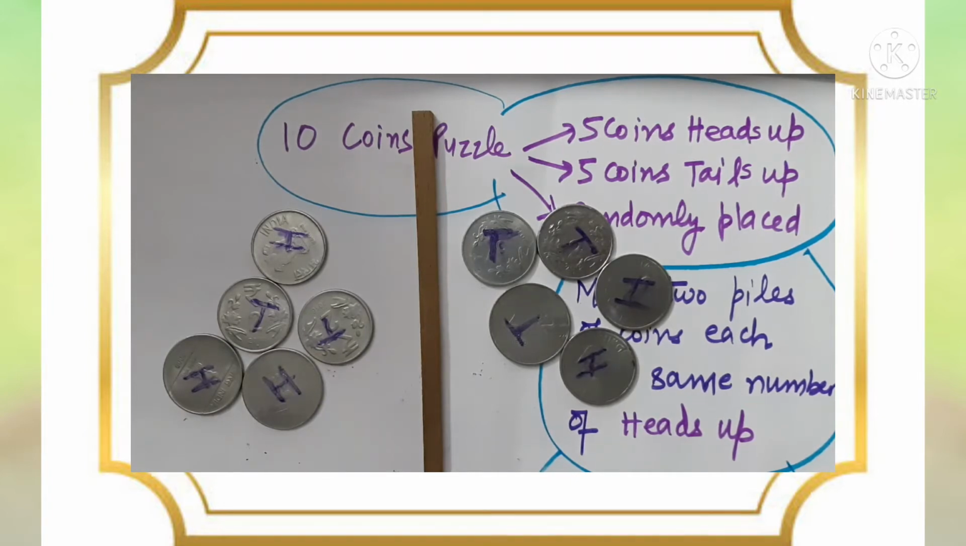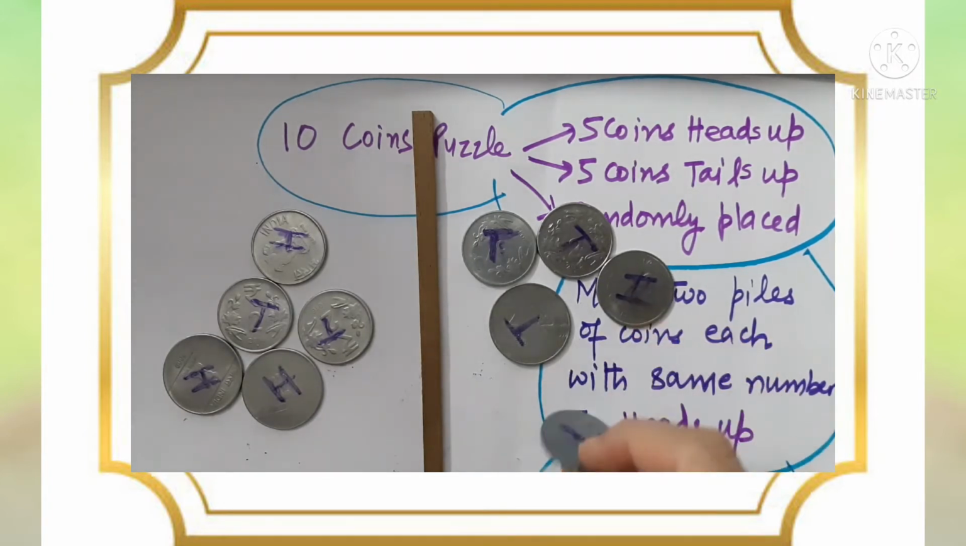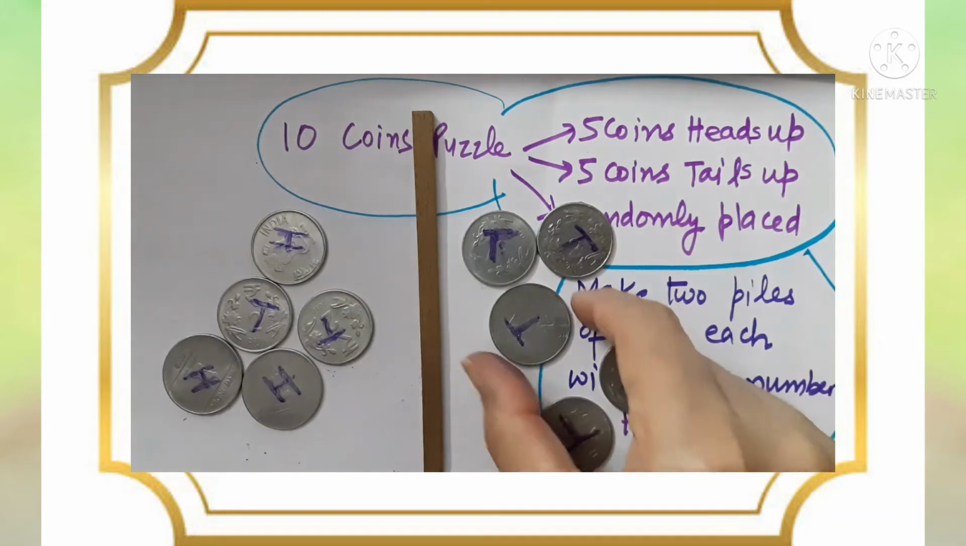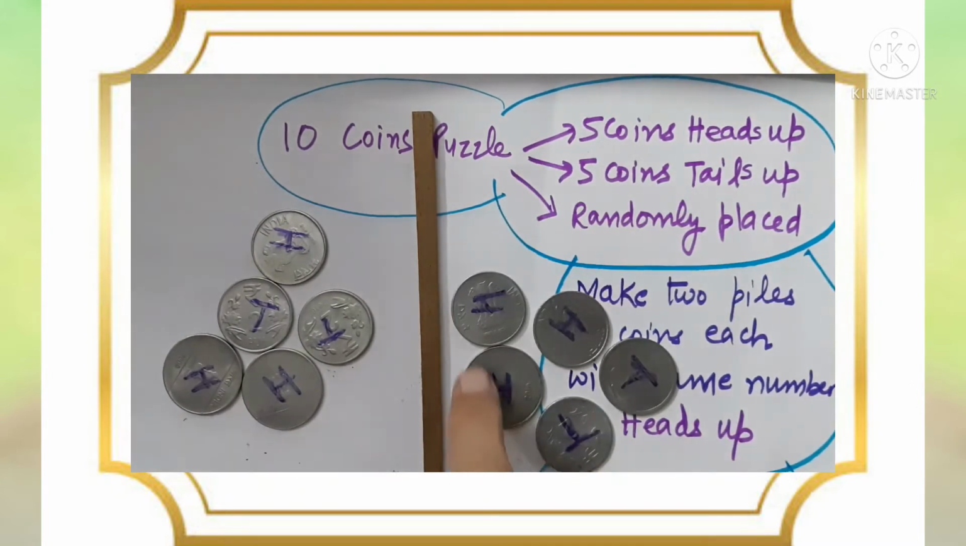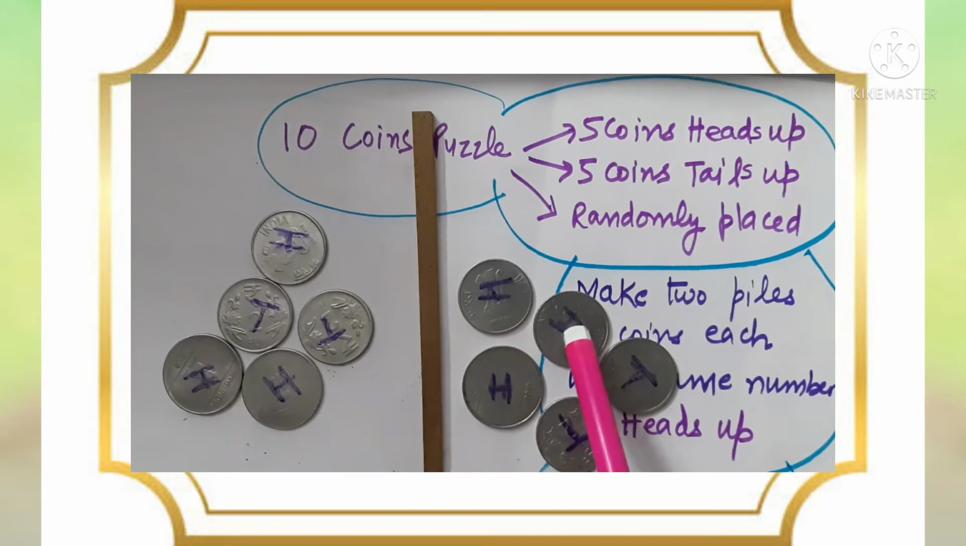So let us see, if we flip all the coins one time here on the right hand side, what do you notice? We see that on the right hand side there are 3 coins with heads up. On the left hand side also there are 3 coins with heads up. Isn't it interesting?